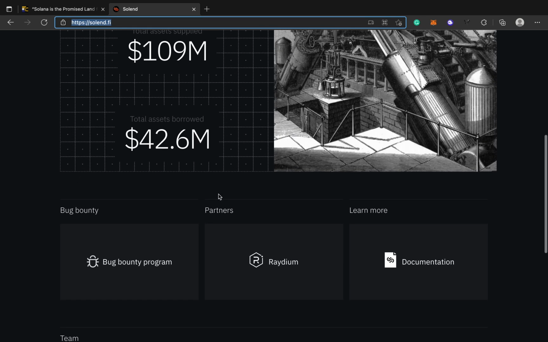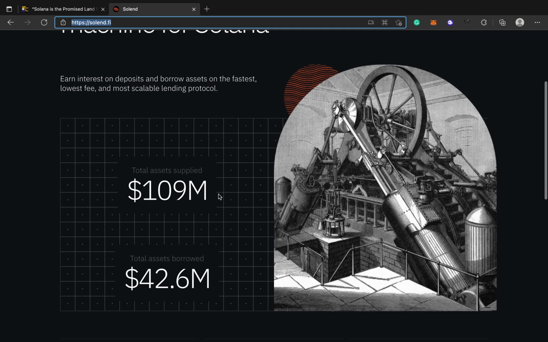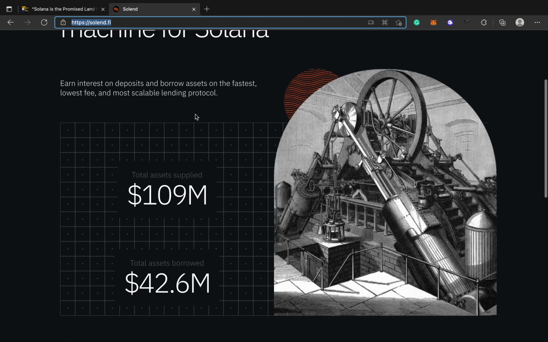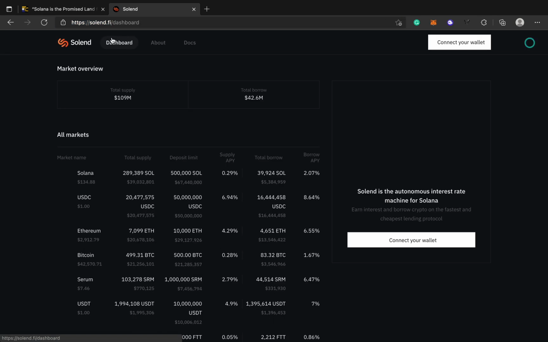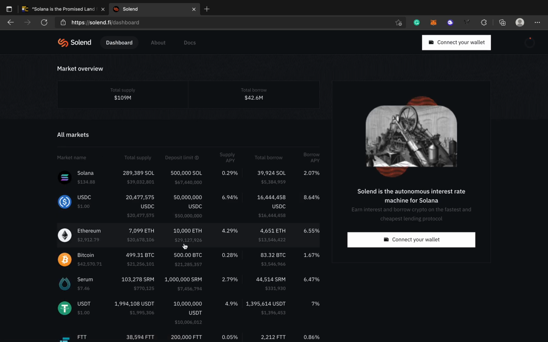So I was trying to look for a way to keep my Solana and still be able to spend some of my profits, as it were. And I came across these guys. Now the dashboard is pretty simple. You can see that they have the supply side, they have the borrow side. Their total supply is 109 million, total borrow is 42 million.